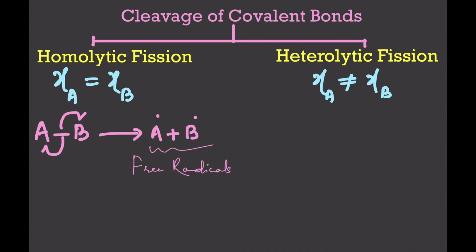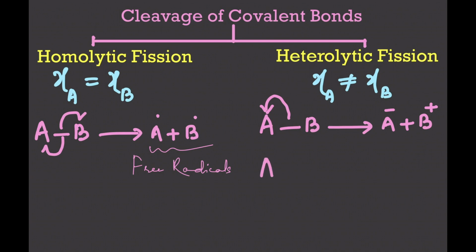Now coming to the heterolytic fission, if there is an electronegativity difference between the two atoms forming the bond, that is A and B, then in that case we have, suppose in the first case, the electronegativity of atom A is greater than that of B. Then both the electrons of the bond will stay with A and so it will acquire a negative charge while the other atom will acquire a positive charge.